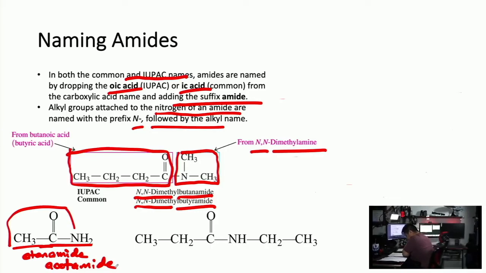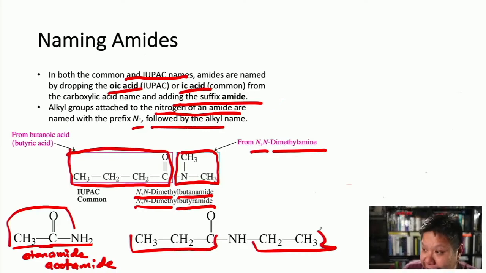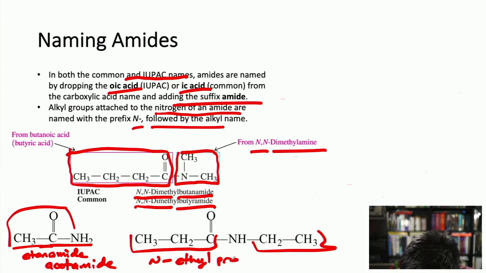Alright, next one. We have here 3 carbons, so that's a propanamide. And then we have an ethyl group attached to the nitrogen, so that's an N-ethylpropanamide. Yeah, some of these are hard to say. Really hard to say.